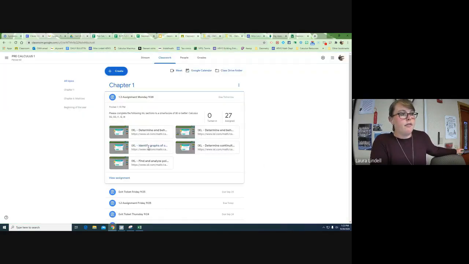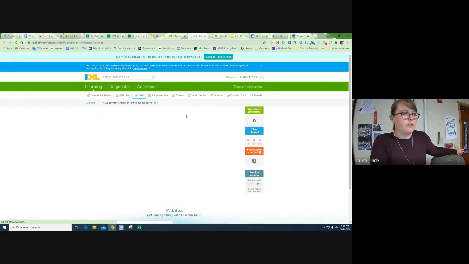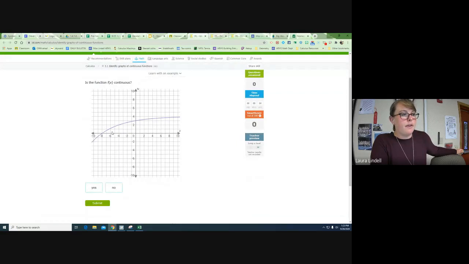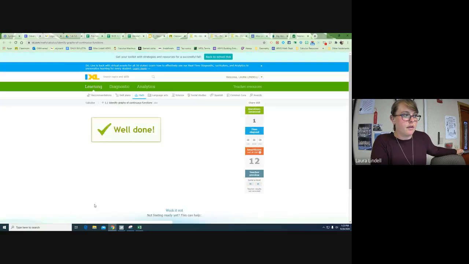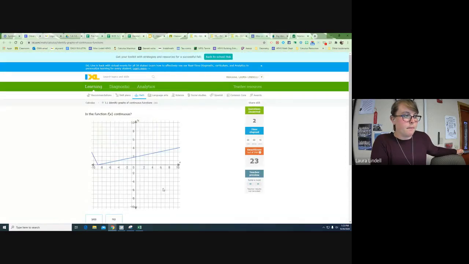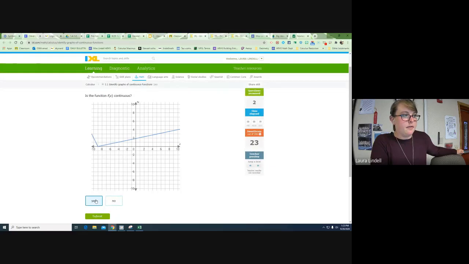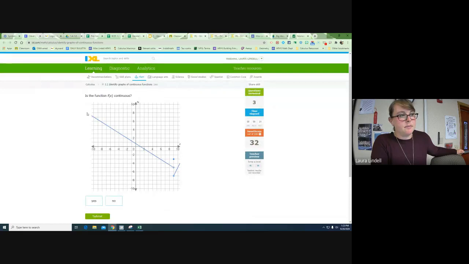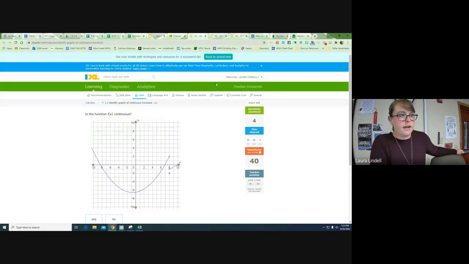Then we have identifying continuous versus discontinuous graphs. So is this function continuous? Yes, because I could trace the whole thing without picking up my pencil. Is this continuous? Yes, because I could trace the whole thing without picking up my pencil. Same idea here. Here's one that is not continuous, because to trace the whole thing, I would have to pick up my pencil and move down here. So that section should go pretty quick.